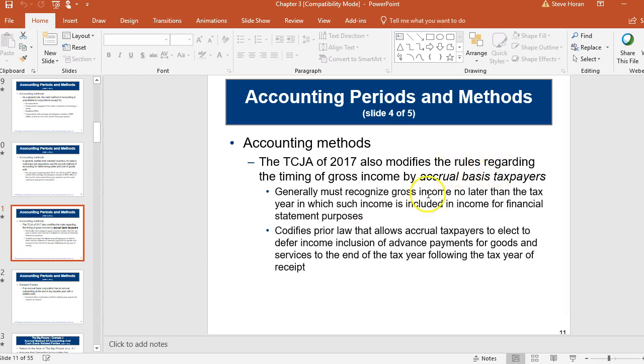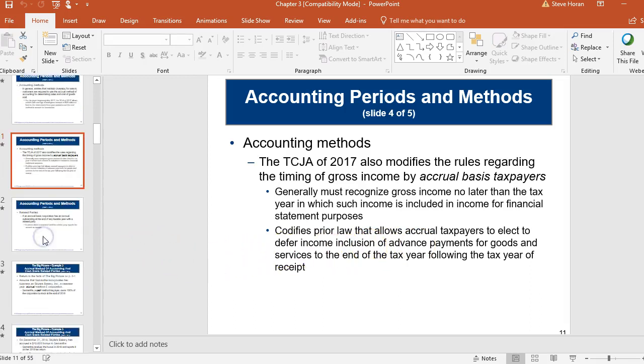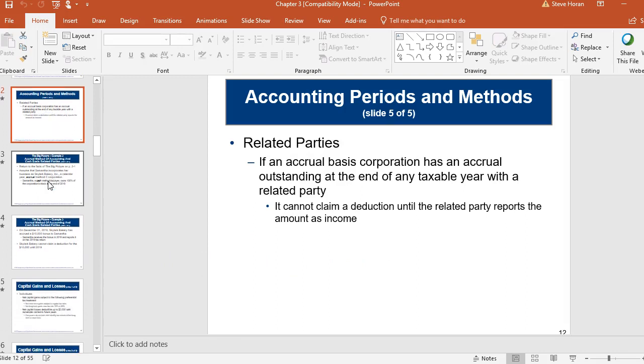It also modified some of the rules regarding the timing of gross income by accrual-based taxpayers. They generally must recognize gross income later in the tax year. It codifies prior law that allows accrual taxpayers to elect deferred income inclusion of advance payments. With related parties, if an accrual basis corporation has an accrual outstanding at the end of any taxable year with a related party, it cannot claim a deduction until the related party reports the amount as income. So the income and the deduction have to match for both sides.